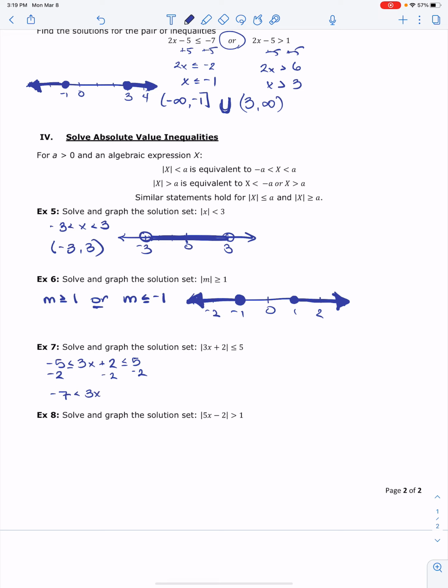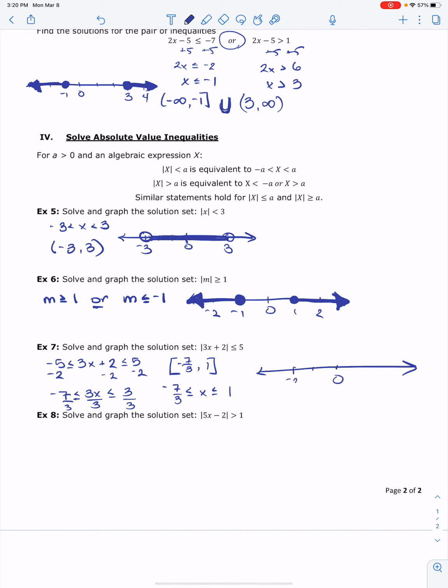And so I'm going to subtract 2, working on isolating that x, and I'm going to divide everything by 3. I get negative 7/3 is less than or equal to x, which is less than or equal to 1. If I were writing that in interval notation, square brackets at each endpoint.